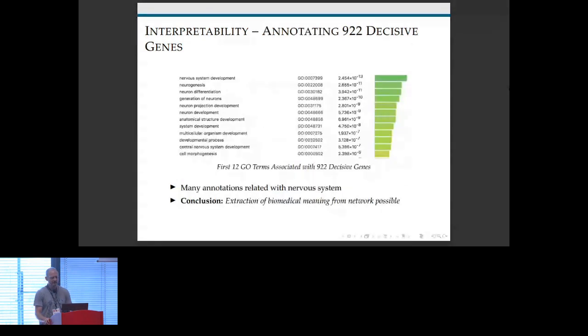We found that the GO terms that we could associate with them made sense, like here, many annotations related to the nervous system. In conclusion, we have the feeling that capsule networks are a better approach when you would like to interpret results a little better.